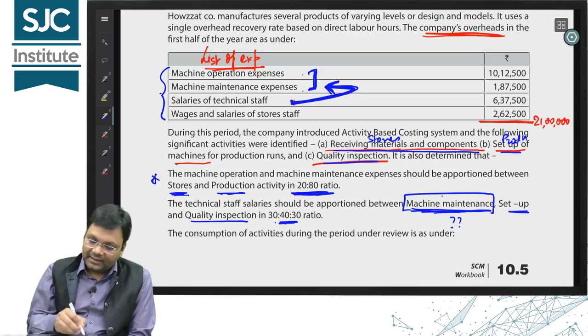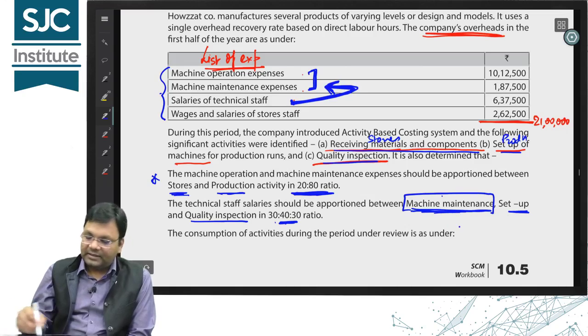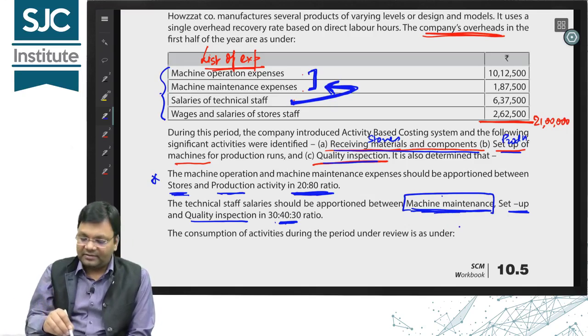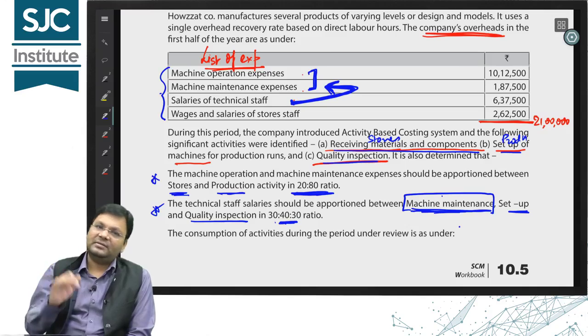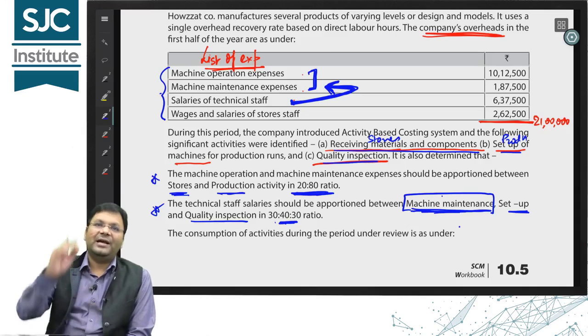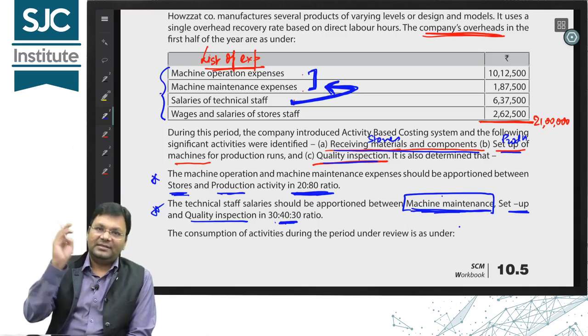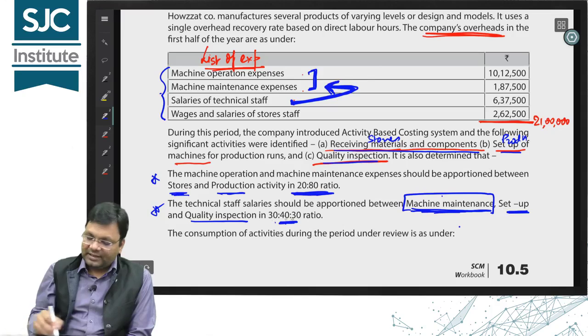Okay. So technical staff cost will be apportioned to machine maintenance, setup and quality inspection. We already have activities for setup and quality inspection, so that's not a problem. So how are you going to deal with this? First, you will apportion technical staff salary, which will go to three heads: machine maintenance, setup and quality inspection. We have three activities here: receiving, setup and quality inspection. So it is going into setup and quality inspection. Technical staff is not going into receiving.